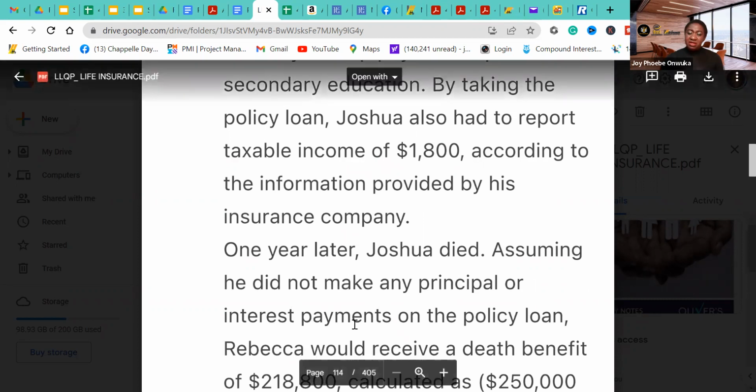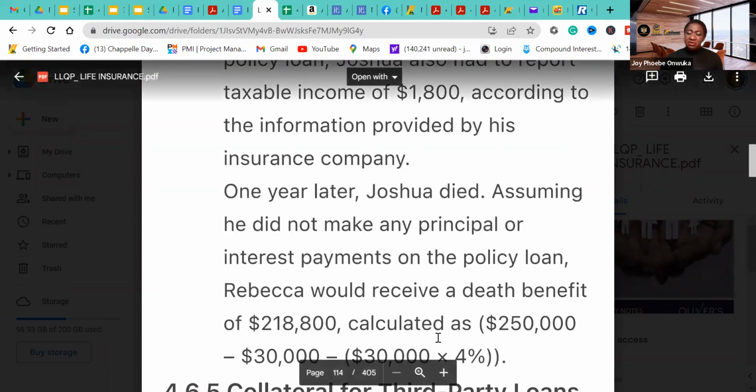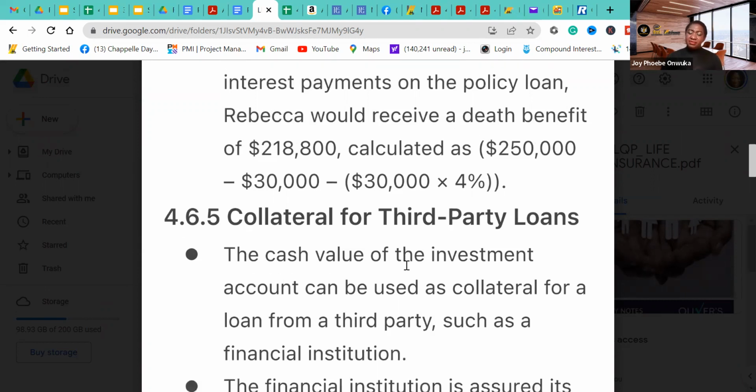One year later, Joshua died, assuming he did not make any principal or interest payment on the policy loan. Rebecca will receive a death benefit of $218,000, calculated as $250,000 minus 30,000, less 30,000 times 4%. All right.